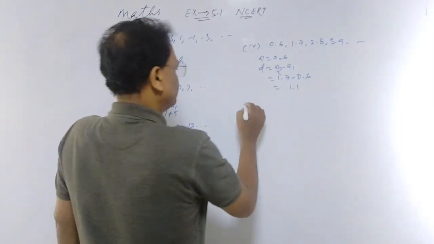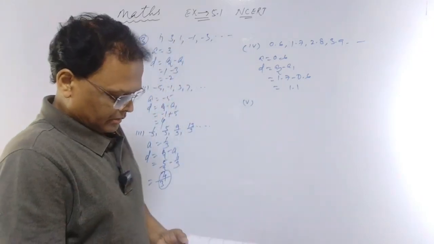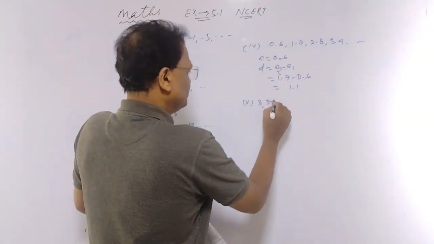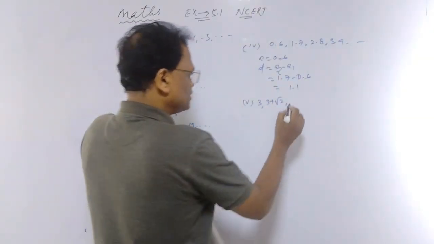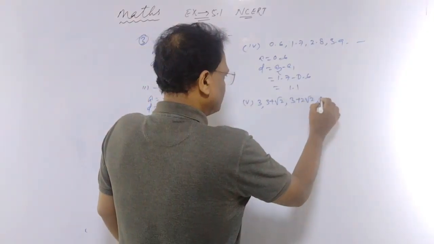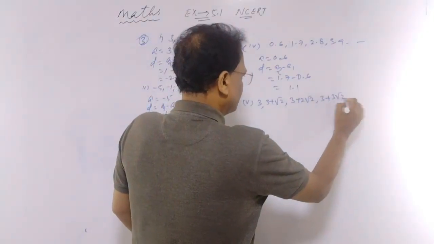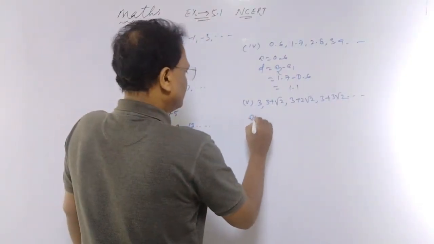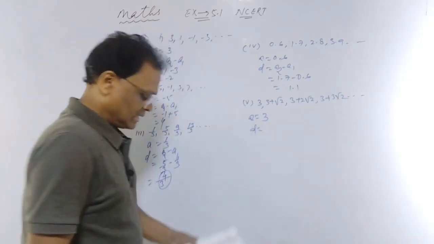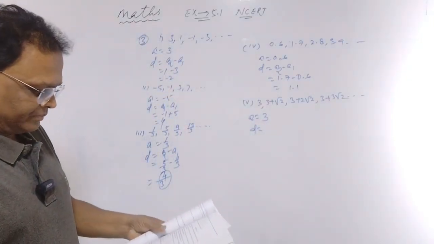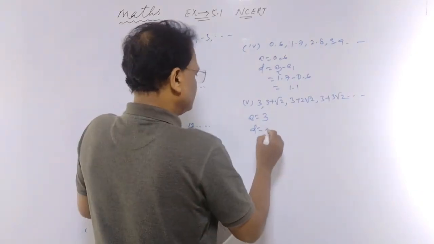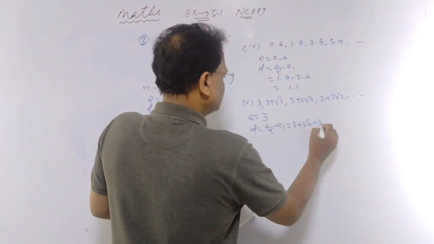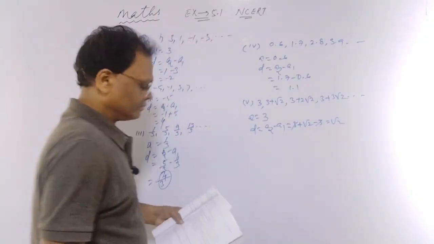The fifth one is 3, 3 plus root 2, 3 plus 2 root 2, 3 plus 3 root 2 and so on. You tell me what is the first term? The first term is 3. It is asking for the difference, no? Common difference D. What is the common difference? A2 minus A1. What is A2? 3 plus root 2 minus 3. The 3s cancel. That is root 2.